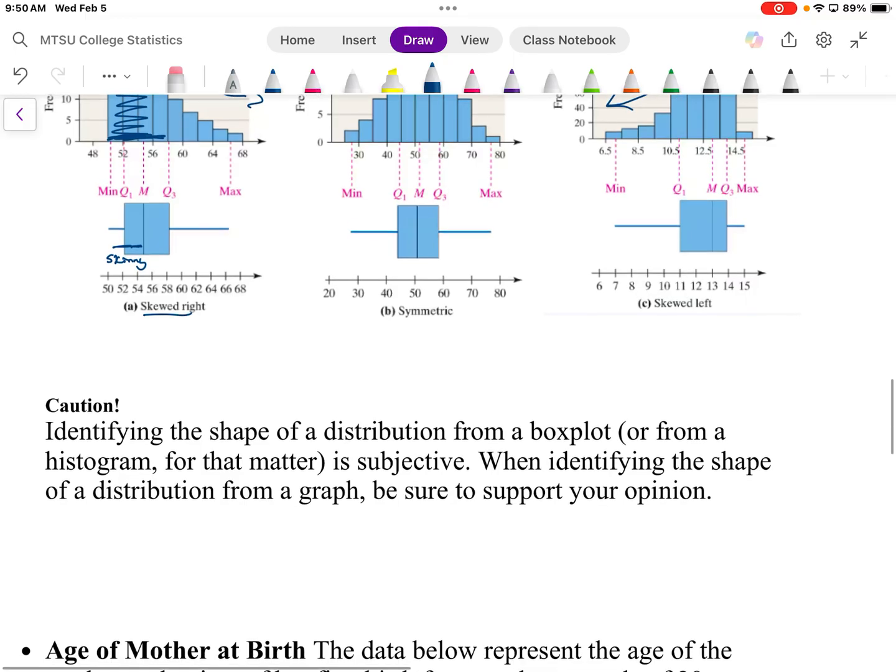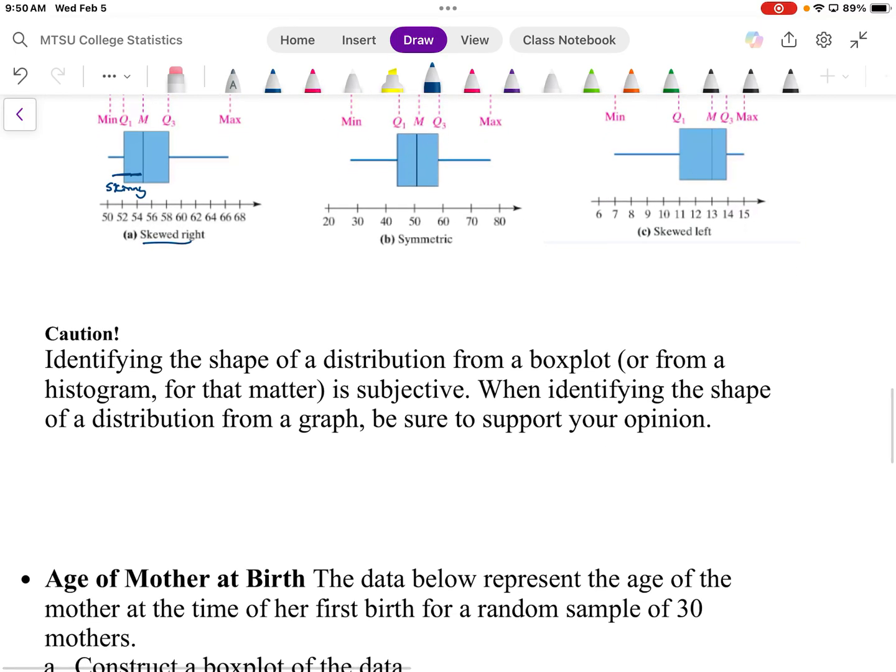So here's where we just got to be careful a little bit. Identifying the shape of distributions from a box plot or from a histogram is subjective in some cases. Identifying the shape of a distribution from a graph, make sure you support why. So support your opinion when you're saying, hey, it's skewed right. Why? Well, there's more data on the left-hand side. Between the first quartile and the second quartile, they're smaller in width, which means there's greater frequency of data in those sections compared to the wider sections of the Q2 to Q3 and from Q3 to Q4.